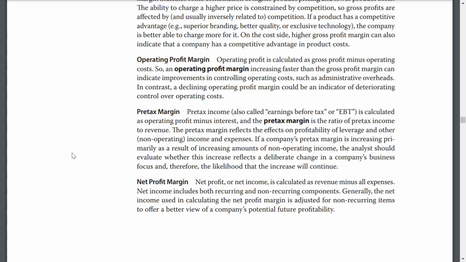Pre-tax margins. Pre-tax income is calculated as operating profit minus interest, and the pre-tax margin is the ratio of pre-tax income to revenue. The pre-tax margin reflects the effects of profitability, of leverage, and other income and expenses. If a company's pre-tax margin is increasing primarily as a result of an increasing amount of non-operating income, the analyst should evaluate whether this increase reflects a deliberate change in the company's business focus and therefore the likelihood that the increase will continue. Net profit margins.